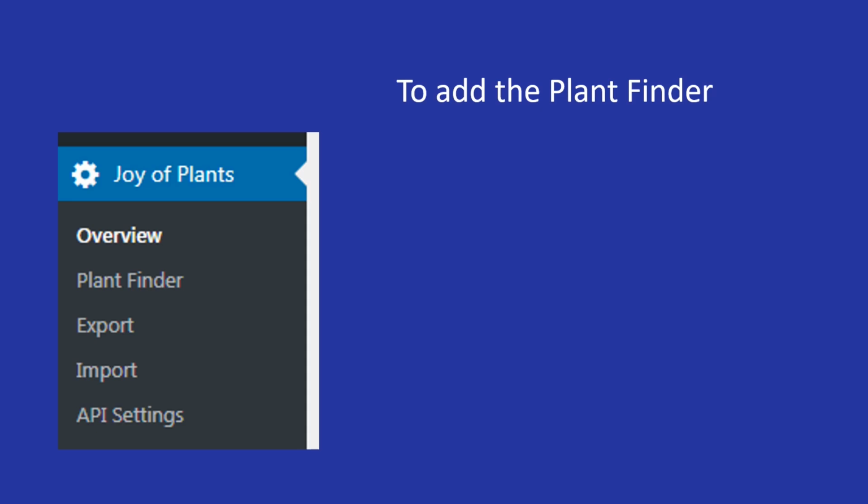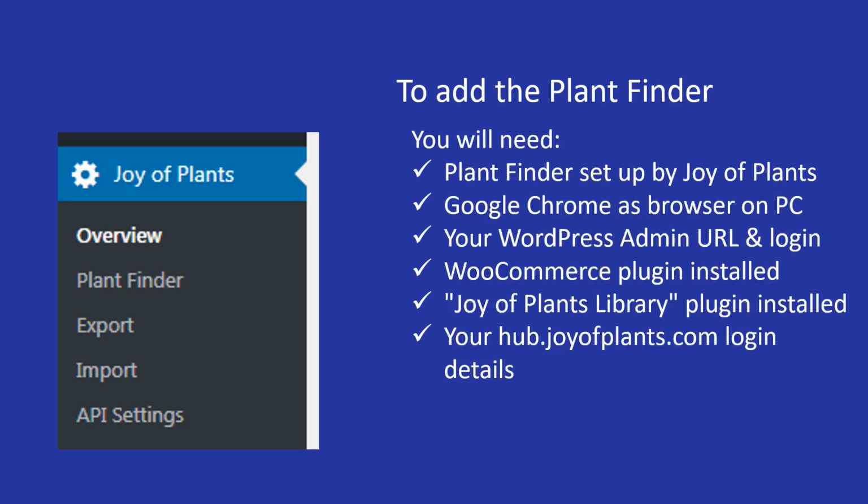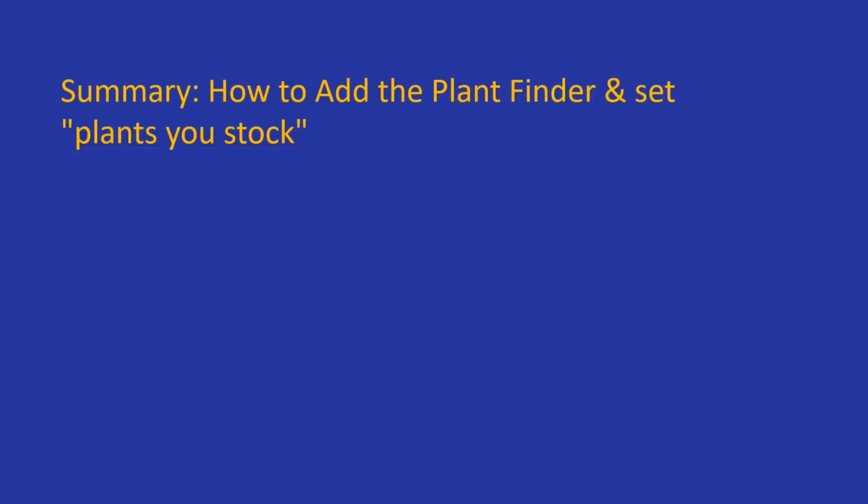To add the Plant Finder, you will need the Plant Finder enabled and set up for you by Joy of Plants, Google Chrome as a browser on your PC, your WordPress admin URL and login details, the WooCommerce plugin installed if you want to link the Plant Finder to a webshop, the Joy of Plants library plugin installed, and your hub.joyofplants.com login details.